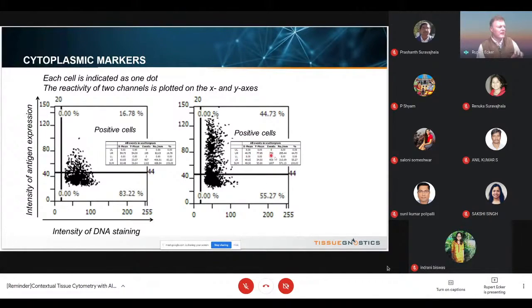We see there are in total 759 cells in this upper left quadrant out of 1,697 cells which are present in total in this region analyzed. And this represents 44.73% of the cells being positive for a marker.